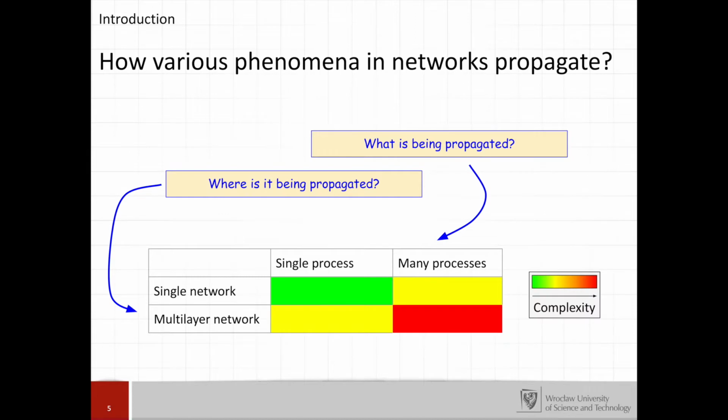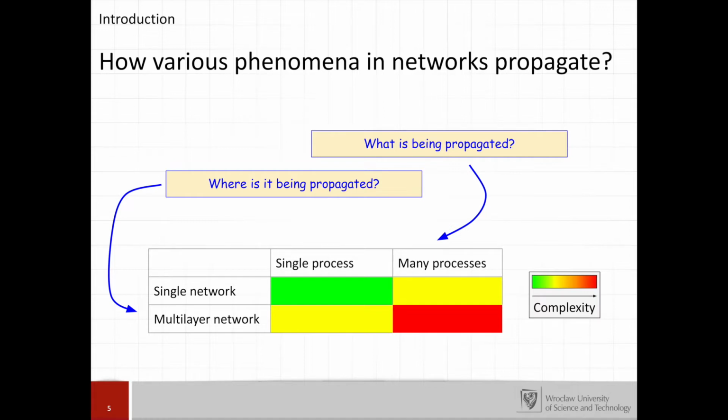When analyzing how various phenomena in networks propagate, we have to ask following questions. What is being propagated and where is it being propagated? As an answer, we get 4 general possibilities. A single process in a single network, a single process in a multi-layer network, multiple processes in a single network, and multiple processes in a multi-layer network.